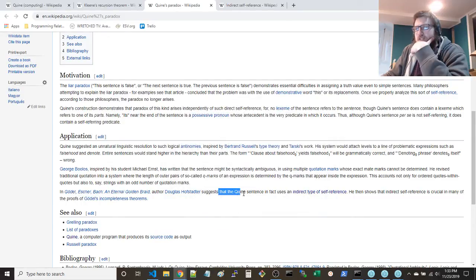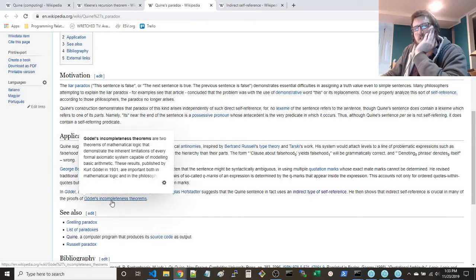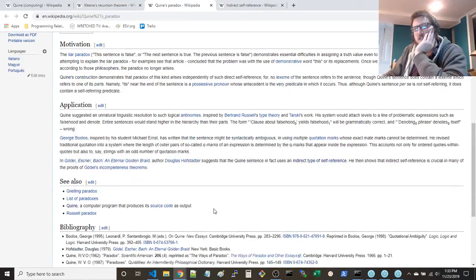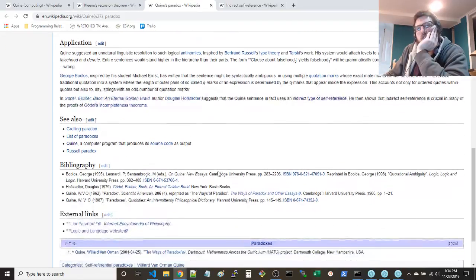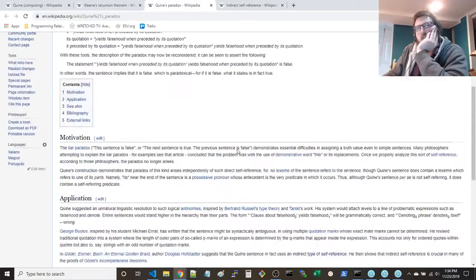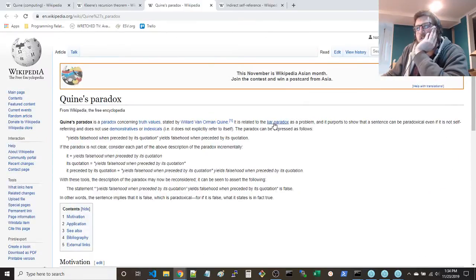Just a quine sentence, in fact, uses an indirect type of self-reference. Shows the indirect self-reference is crucial in many of the proofs of Gödel's incompleteness theorems. Interesting. Interesting. The liar's paradox.